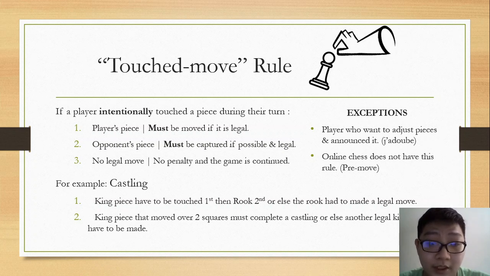For example, in the case of castling, the FIDE's rule stated that the king piece has to move first and the rook second for castling, or else the rook must make a legal move. In addition, a king piece that moves over 2 squares must complete a castling, or else the king must make a legal move as well.